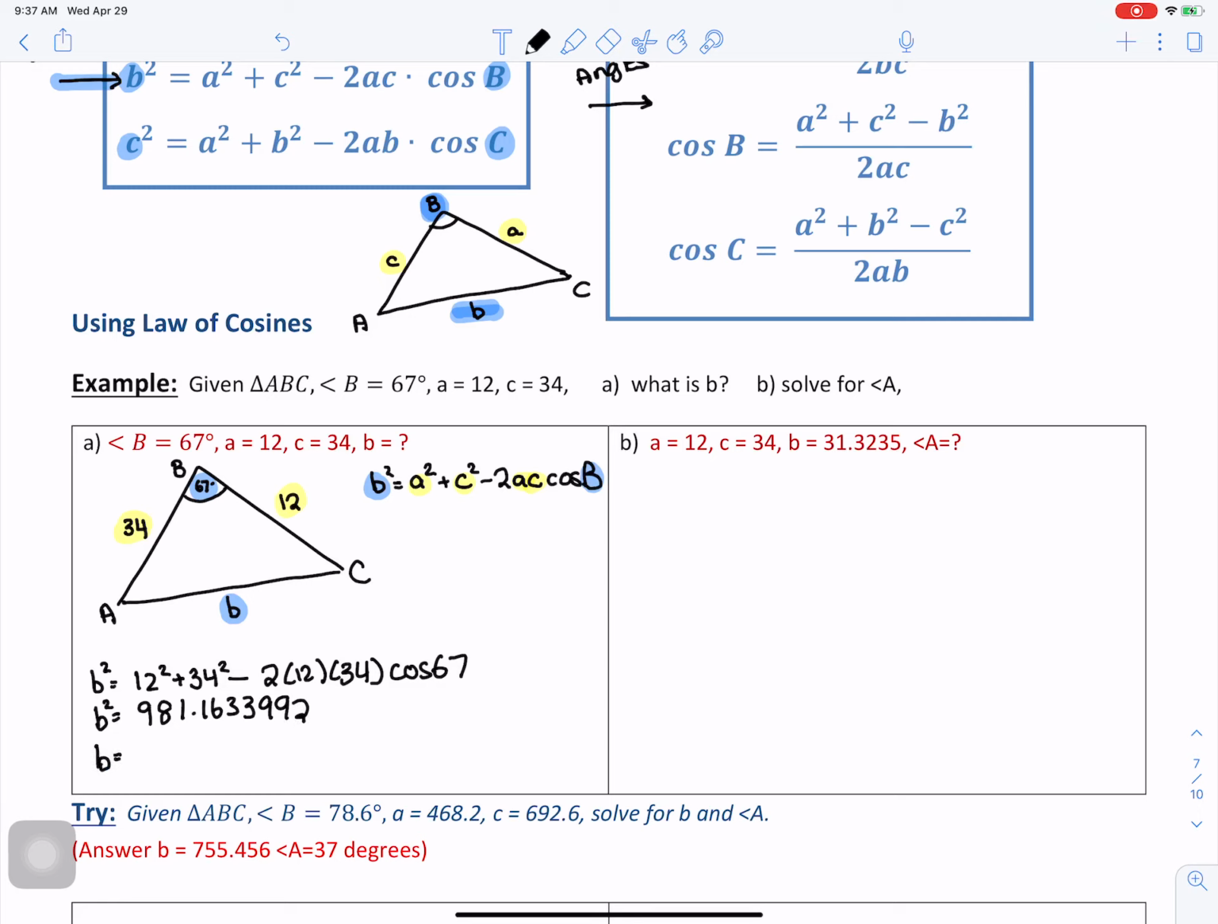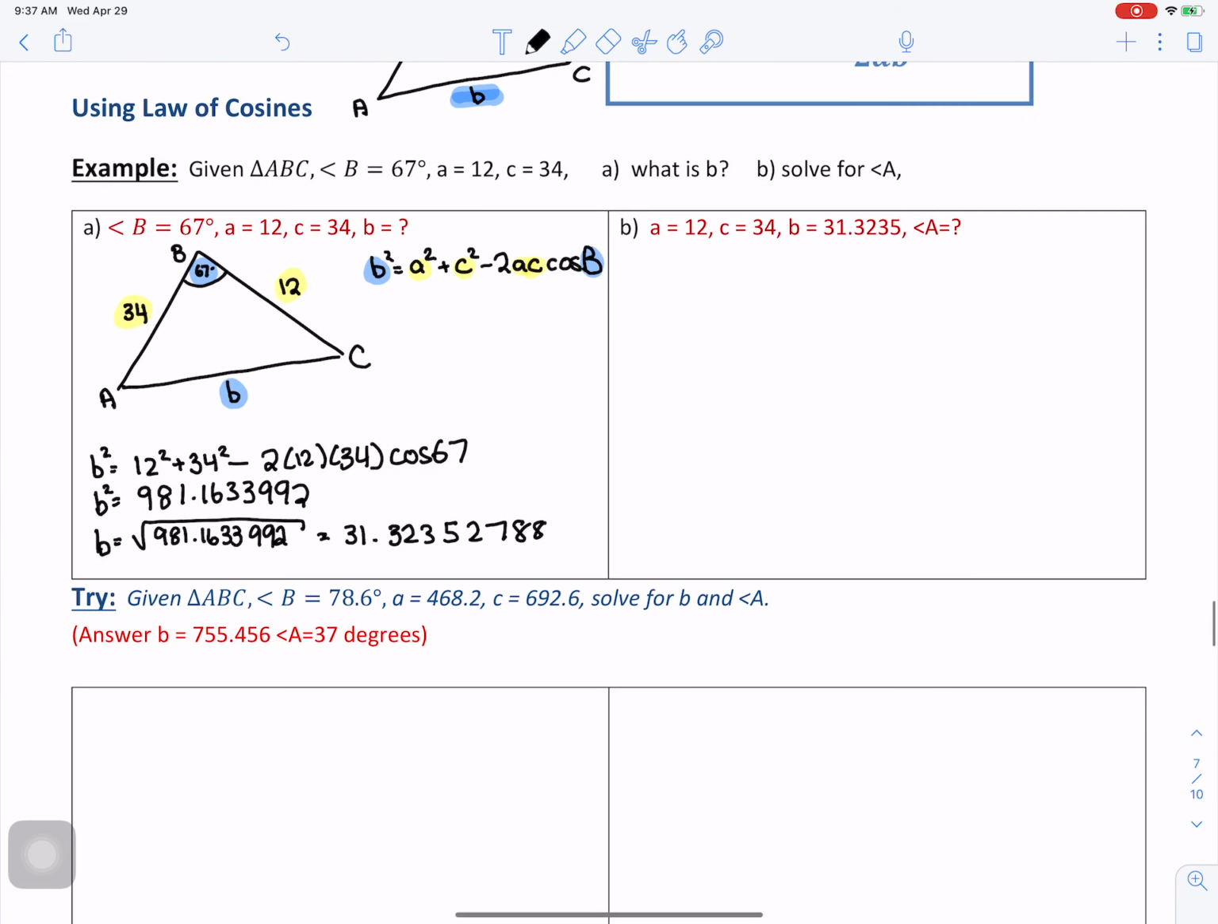This is the square of the number. I want to get rid of the 2, so I'm going to square root both sides. So the square root of that number is going to be my answer for B. So that gives me that B is 31.32352788, and you would round based on what the question wants you to round. We're going to follow what we've been following, that the sides are rounded to one decimal place and the angles are rounded to the nearest degree. So therefore this works out to 31.3 for that side B.